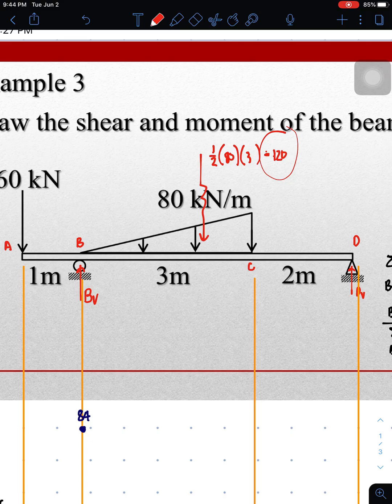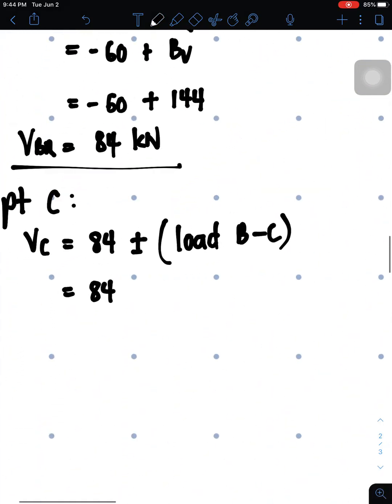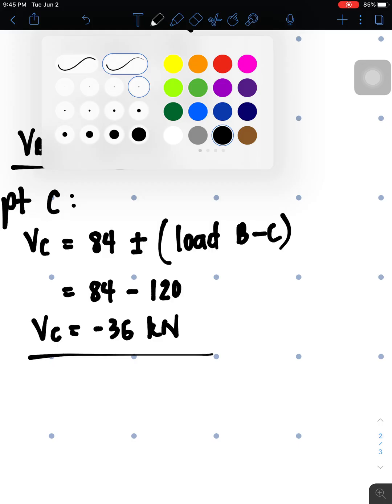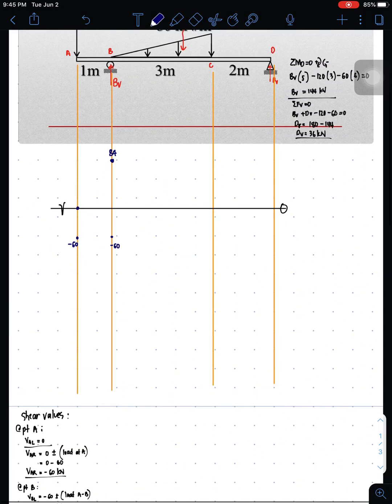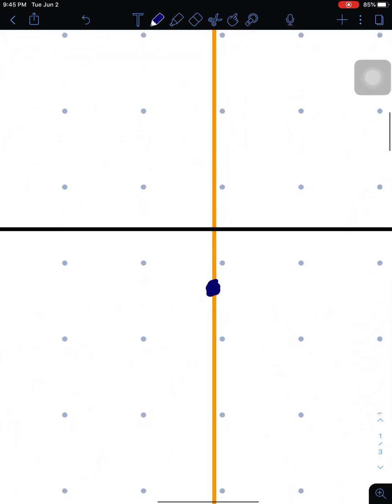It's a triangle, so 120, and it's downward. So we subtract it, because it's negative. So negative 120. So VC is 84 minus 120. It's negative 36 kilonewtons. And you plot the negative 36 at C. So negative 36 maybe right here. This is 36. So negative.